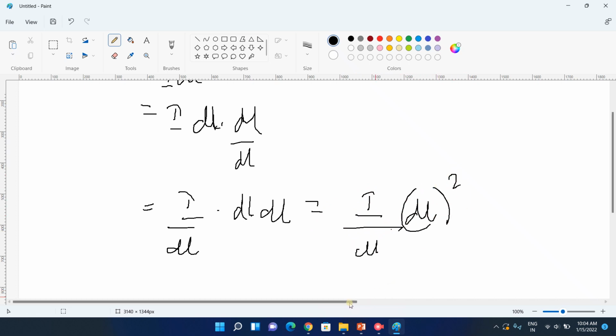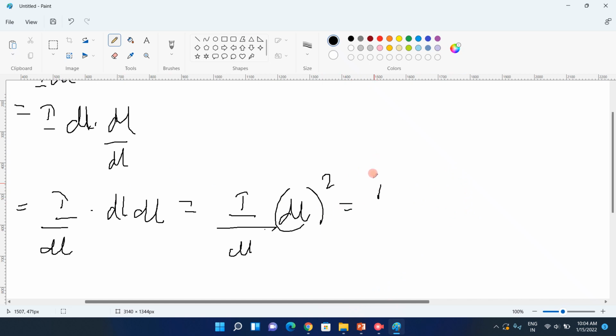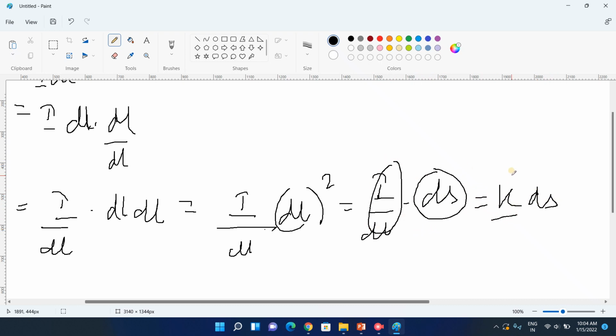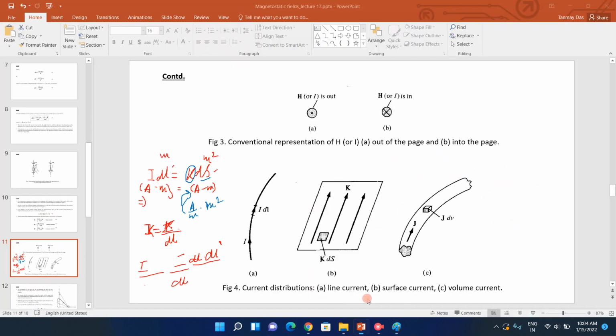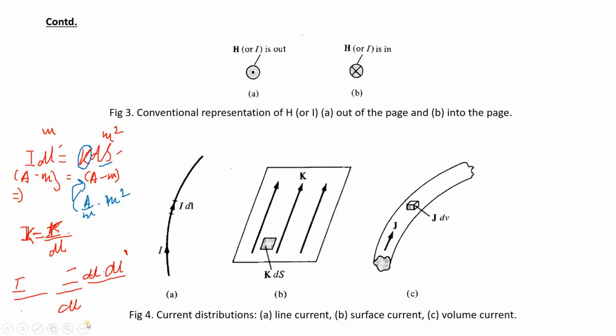So I call it ds, because dl square means meter square, so meter square means area. Now I by dl is equal to K, which is the current density. So K is the current density, with units ampere per length. Same thing for J also.